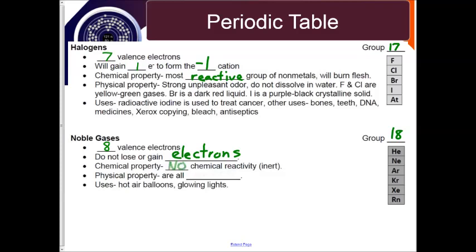Chemical property, no chemical reactivity. Like I said, they don't have a reason to react with anything. Physical property, all of them are gases. Now, even though they don't react with anything, we can still use them. We can use them in hot air balloons or to make glowing lights like neon signs.